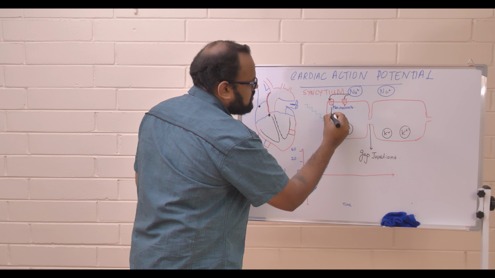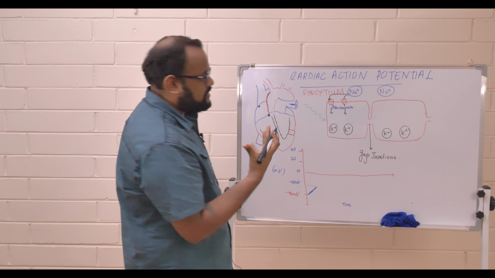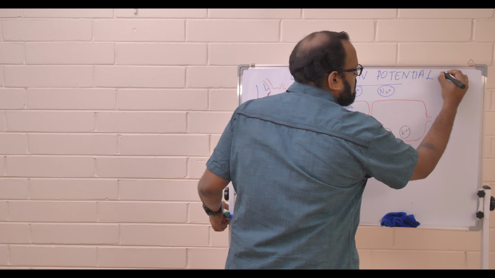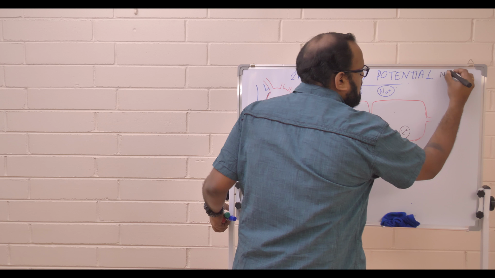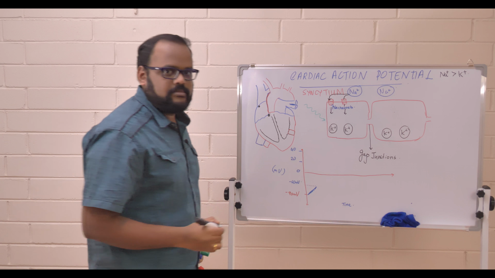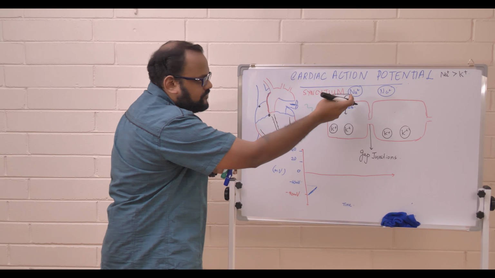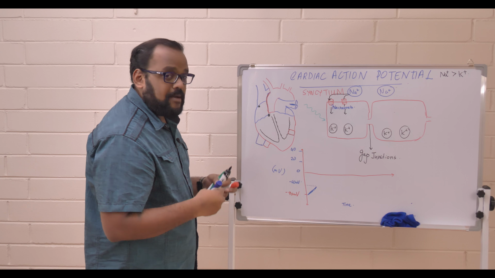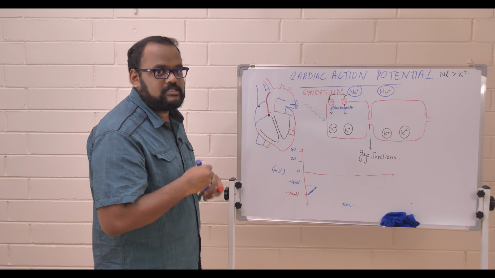they just rush into this cell, and as I said, sodium is more electropositive than potassium. So if you look at electropositivity, sodium is more electropositive than potassium. So a sudden influx of sodium ions into these cells can cause a rapid rise of electropositivity.